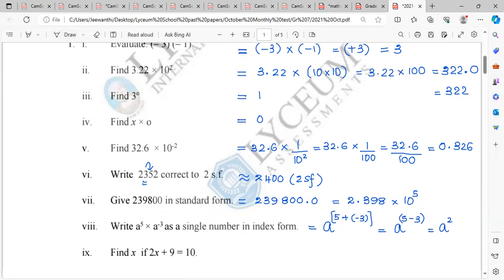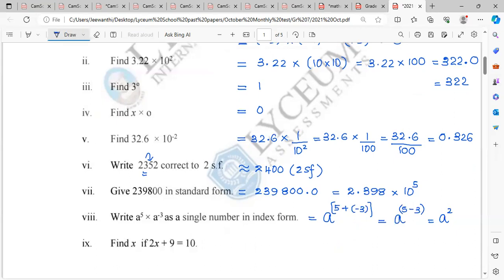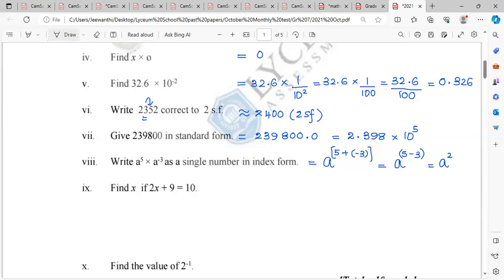Okay. So then the next one, you have the equation. So then you can simplify this equation here. Then we have another question also here. So then the 2x plus 9 equals to 10. Okay. So then I keep 2x here. Then 10 minus 9. So then the 2x means 2 times x.